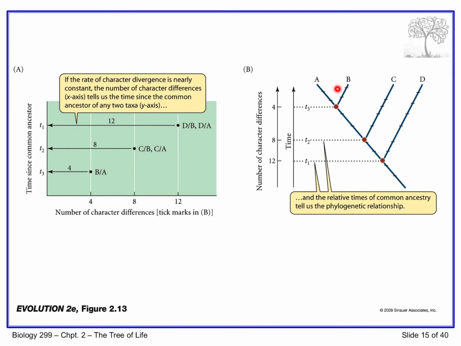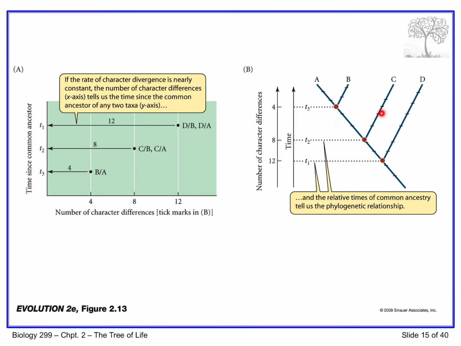So compare them. They have this common ancestor. We see 1, 2, 3, 4 mutational differences between A and B right there. All right. Now compare species C and B and C to A.